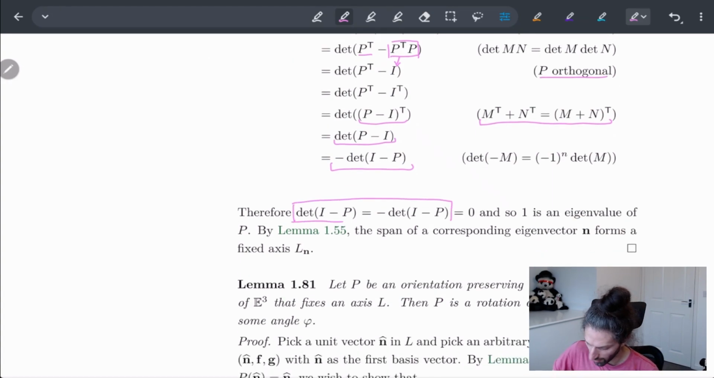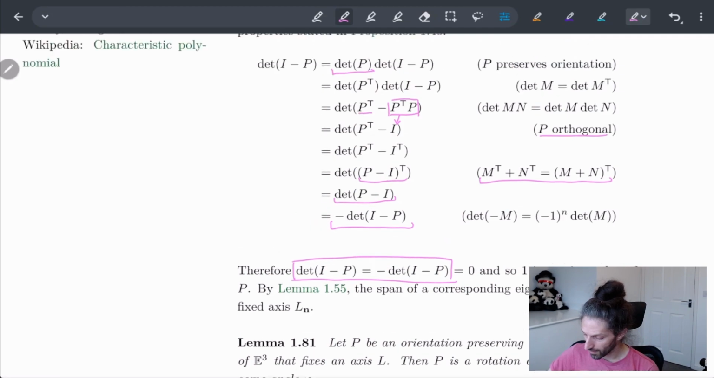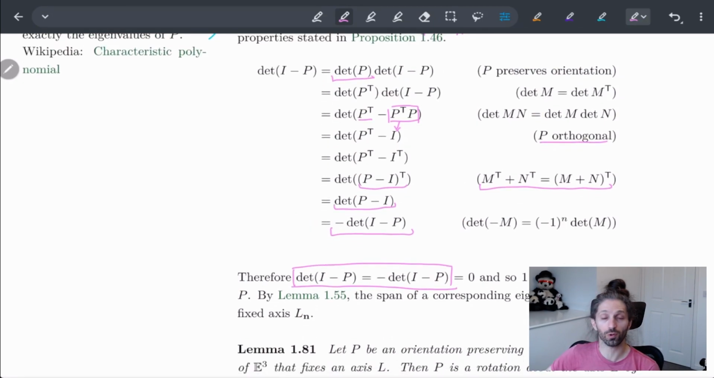is the determinant of I minus P is equal to the minus of determinant of I minus P. Now, in the real numbers, the only time this happens is when the determinant is equal to 0. So therefore, the determinant is 0, the eigenvalue is 1, and we're happy. And here, notice how we use both orthogonality and preservation of orientation, right? So we used preserves orientation here, and we used orthogonality here. So we do need both of those conditions in order to show this.